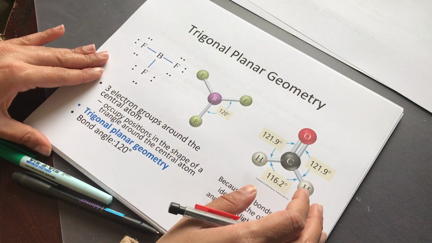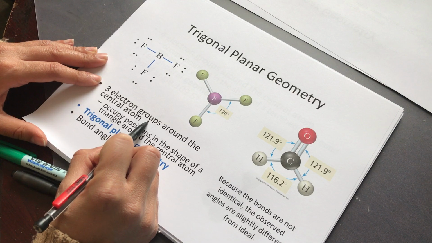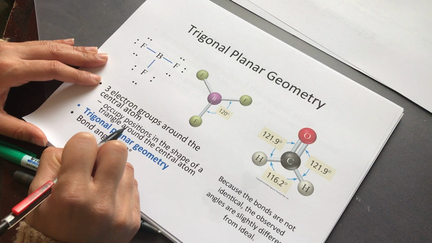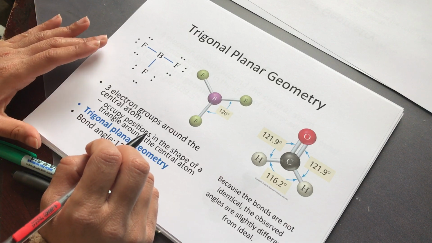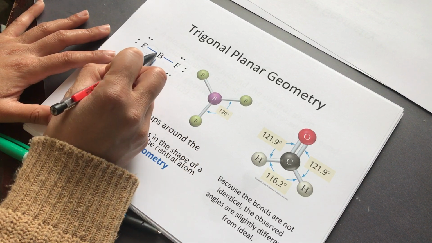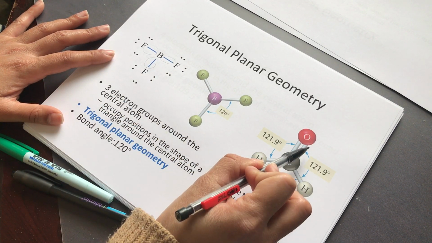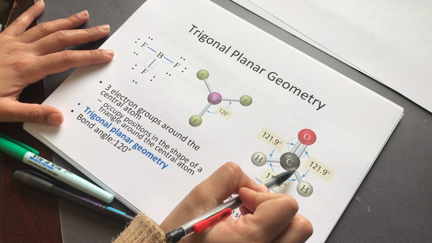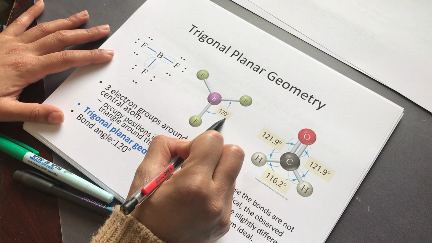Now, trigonal planar geometry. When I have 3 electron groups around the central atom, they occupy positions in the shape of a triangle. Again, double, triple bonds, single bonds, it doesn't matter as long as it's a group. 1 group, 2, 3, so trigonal planar. Even though this is a double bond, I still have 1 group, 2, and 3. My bond angle is 120 degrees.